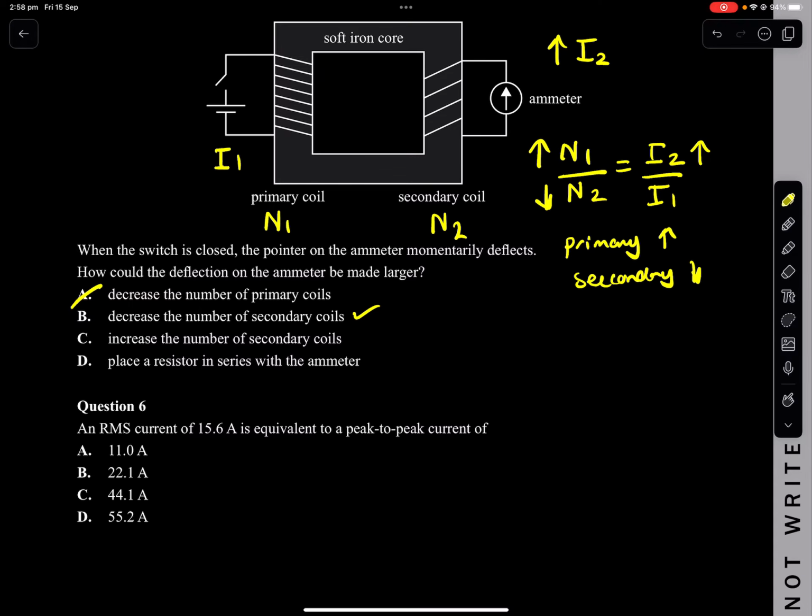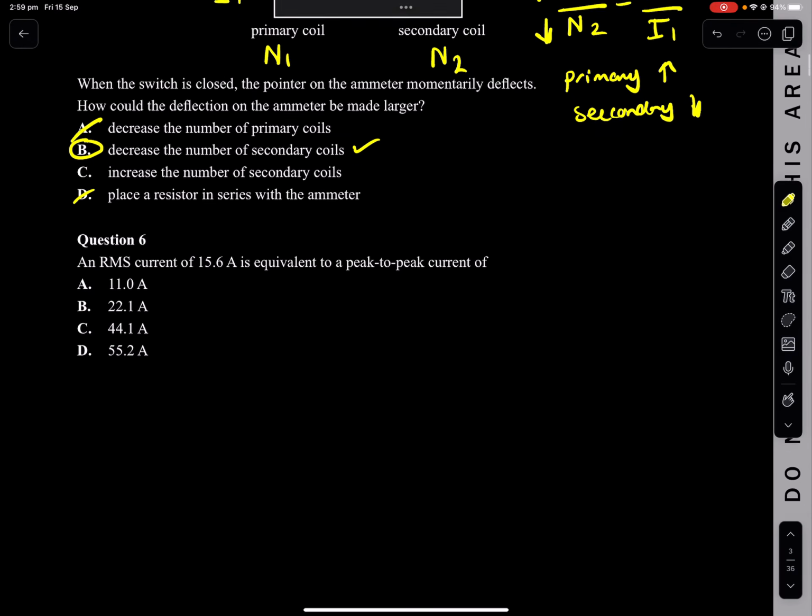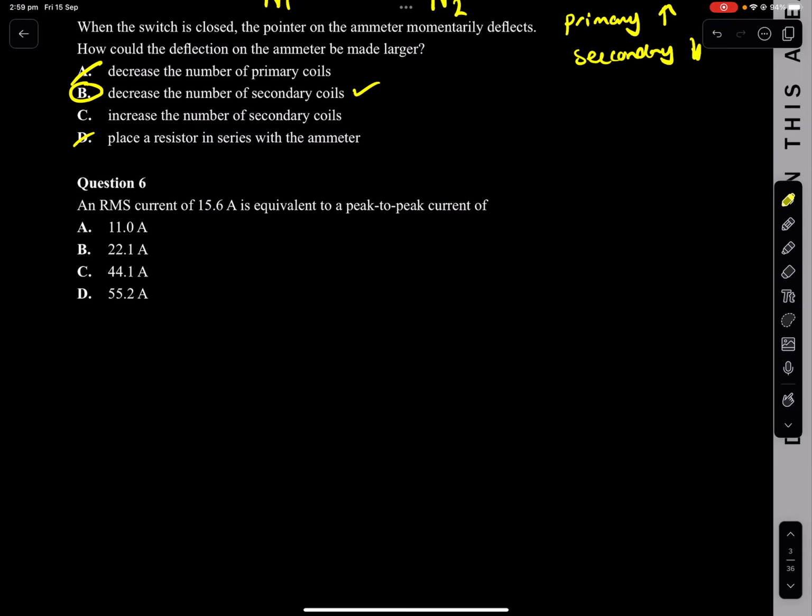Increase the number of secondary coils. Nope. Place a resistor in series with the ammeter. No, if you put a resistor, it pretty much doesn't do anything, because the current doesn't change, so it's quite useless. So only B is your answer for this one. Decrease the number of secondary coils. Is that right? Perfect.